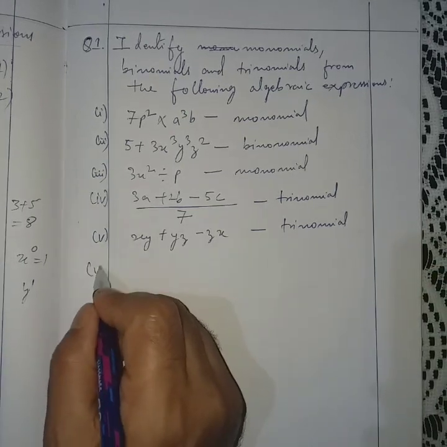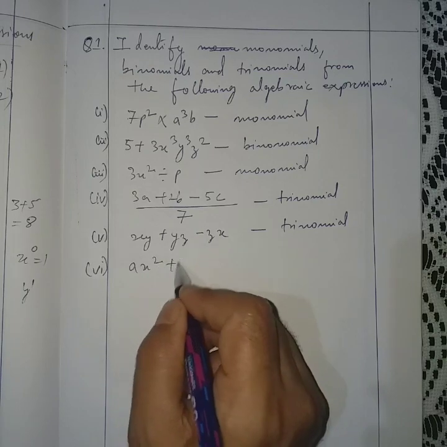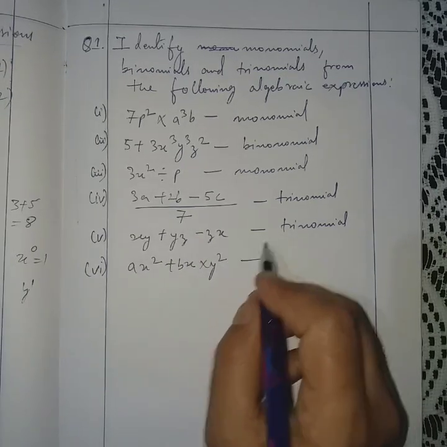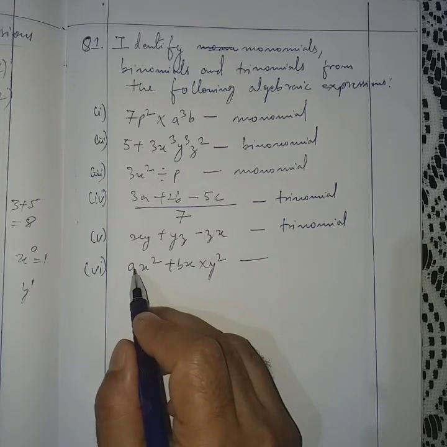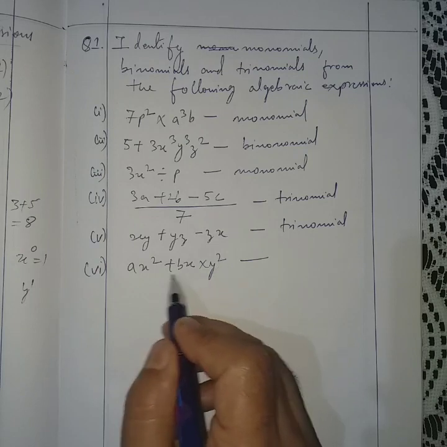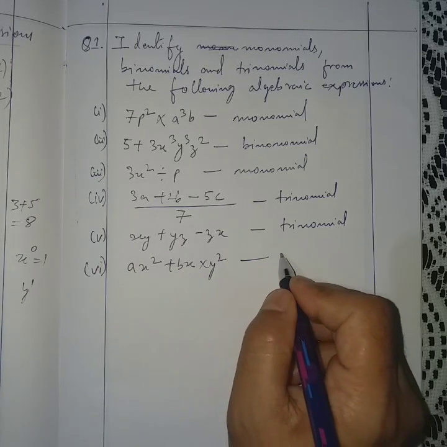Number 6, ax square plus bx into y square. This one is the first term, ax square, plus bx into y square, this is another term, so here are two terms, 1 and 2, so two terms is a binomial.